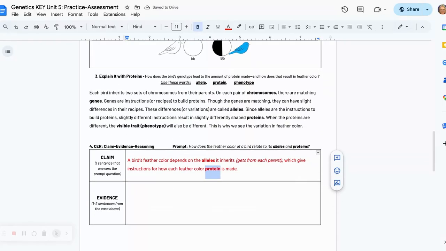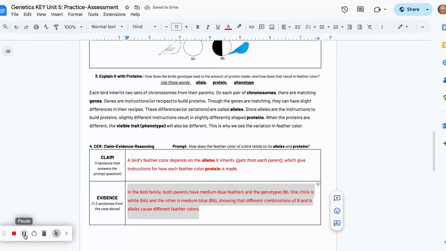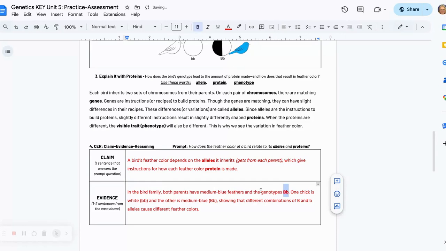I'd want to give evidence from the text above. For example, I could write, in the bird family, both parents have medium blue feathers, this is their phenotype, and the genotypes of big B, little b, that's how we say that. One chick is white, little b little b, and the other is medium blue, big B, little b. This shows that different combinations of these alleles, again, big B and little b alleles, cause different feather colors.